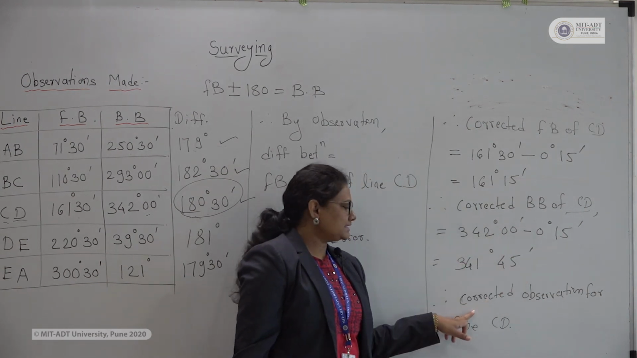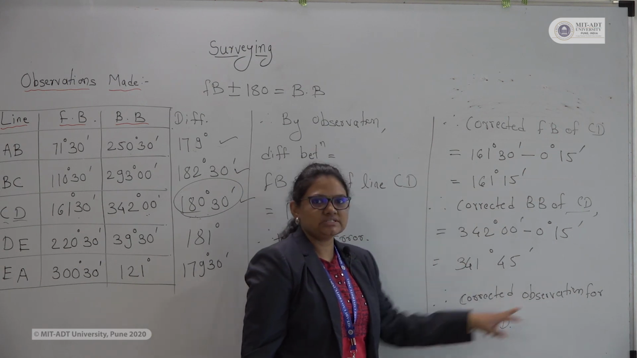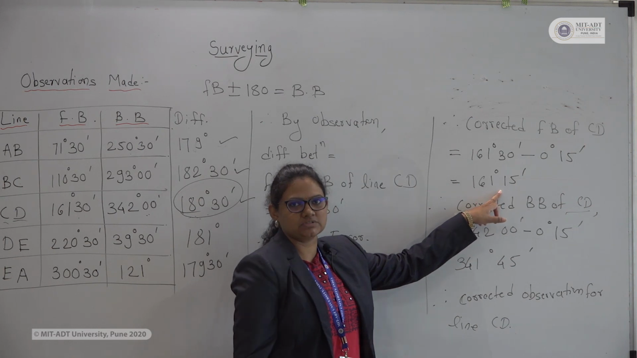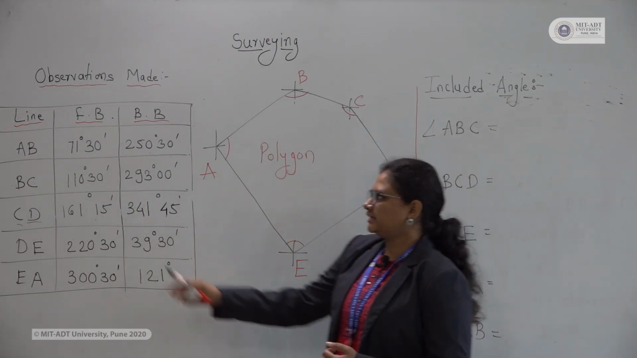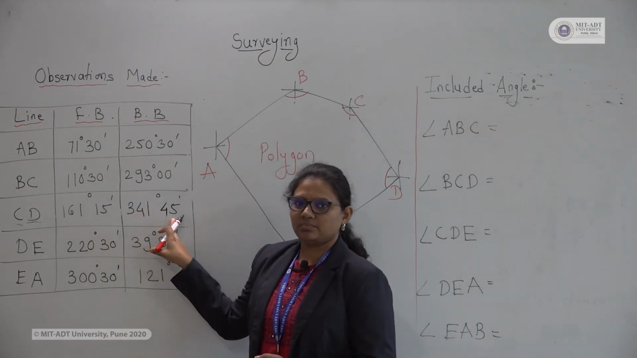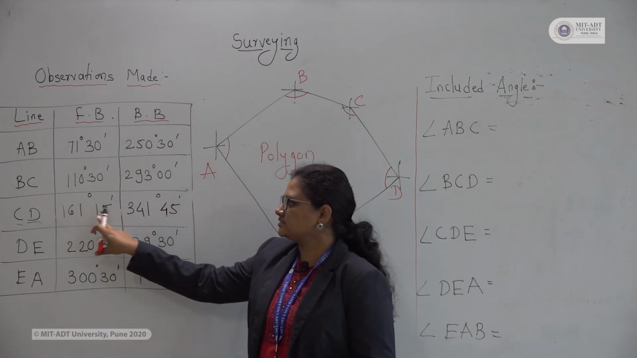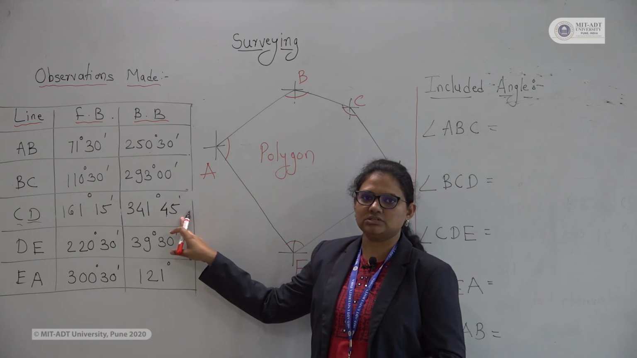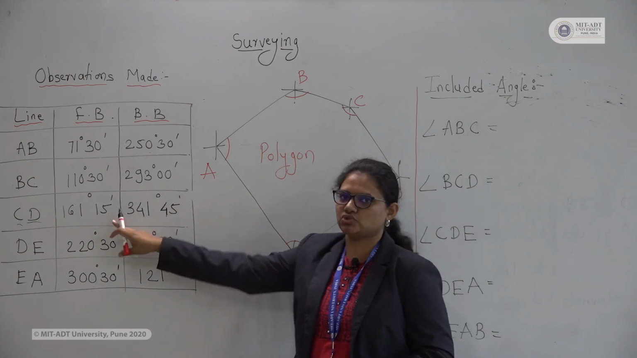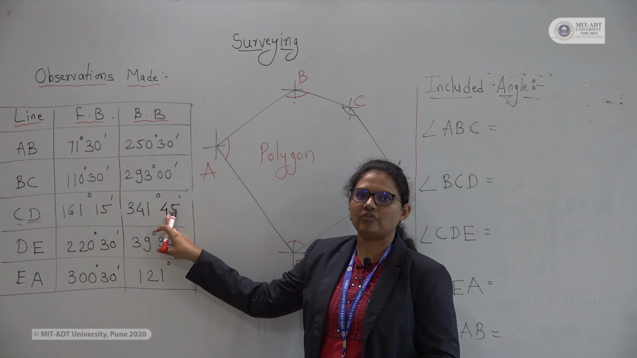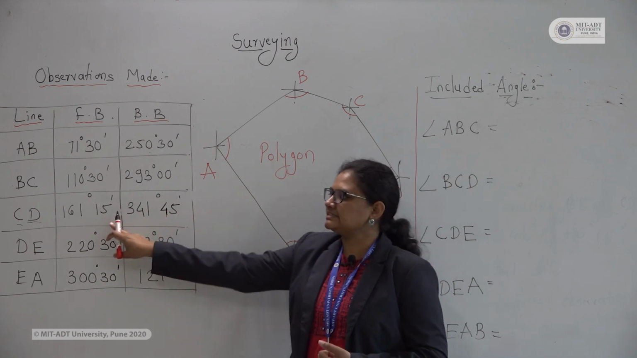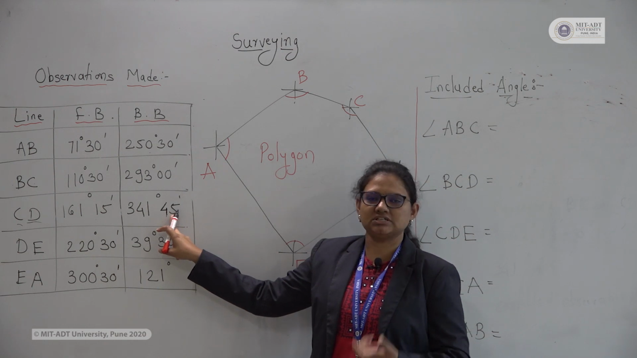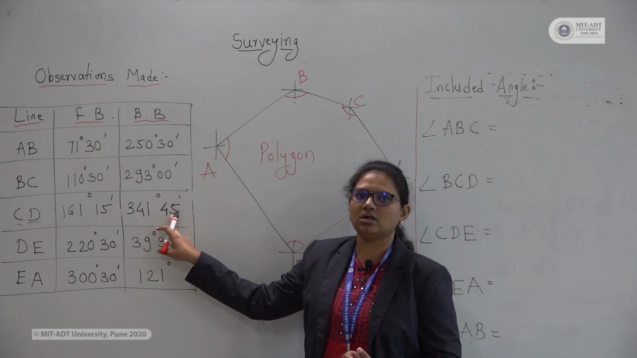So, we can say that the corrected observations for line CD are with respect to these values. So now we know that the corrected bearings, fore bearing and back bearing, of line CD are 161 degree 15 minutes and 341 degree 45 minutes. If you observe the difference between these two bearings, it will be equal to 180 degree. So now we know that this line is corrected and has the corrected bearings. It is our assumption that we have neglected the error.